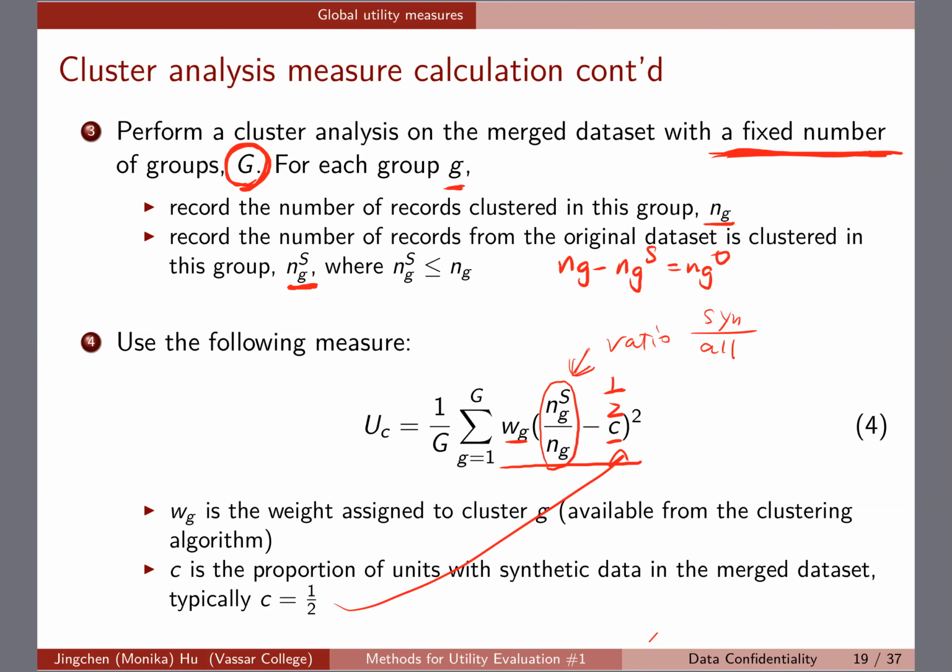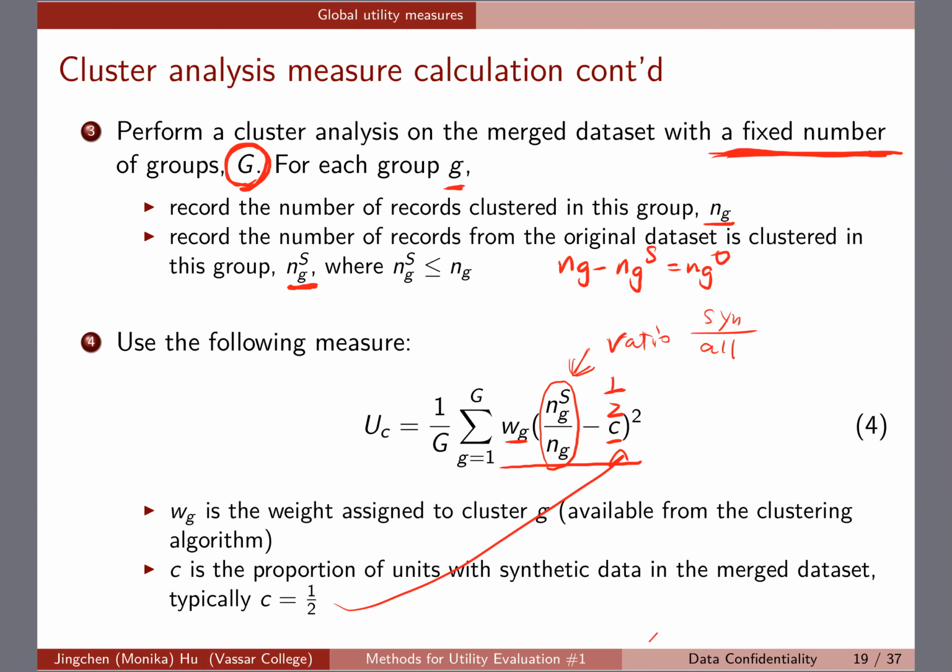So we're looking at the difference between the cluster analysis ratio of synthetic over all observations in each group and 1 over 2, because if the two data sets are really similar to each other, that ratio should be close to 1/2. And then we take the square.